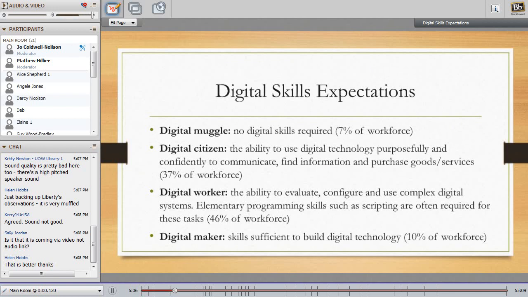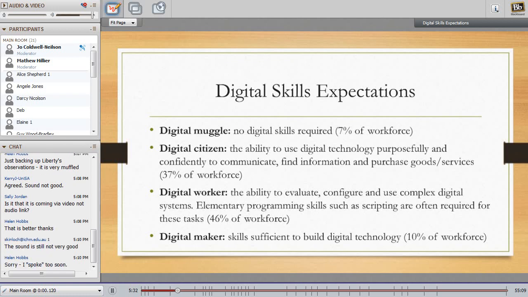A helpful framework for classifying the digital skills required in our workforce recently emerged as part of the UK Digital Skills Task Force. The UK Forum on Computing Education classified 4 bands of digital skills, which you can see here. And they estimated the proportion of the workforce expected to be in each category. Now, I was particularly attracted to this particular model because of the digital muggle.